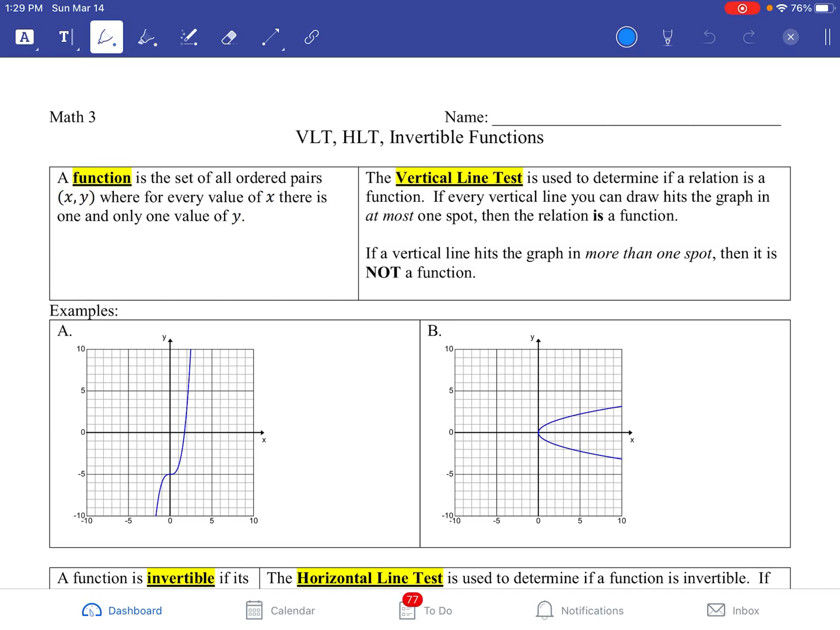So for the start of Unit 6, our first topic is vertical line tests, horizontal line tests, and invertible functions. So first of all, what is a function? A function is a set of all ordered pairs x and y, where for every value of x, there is one and only one value of y.